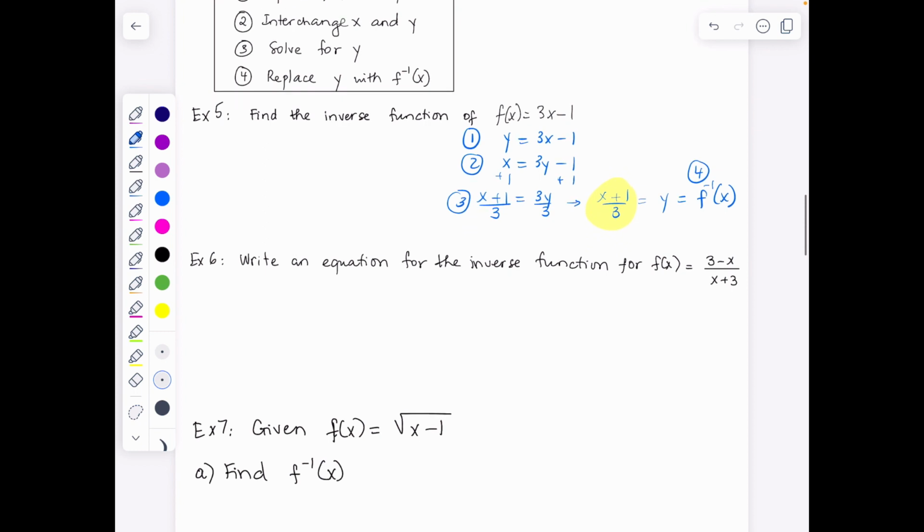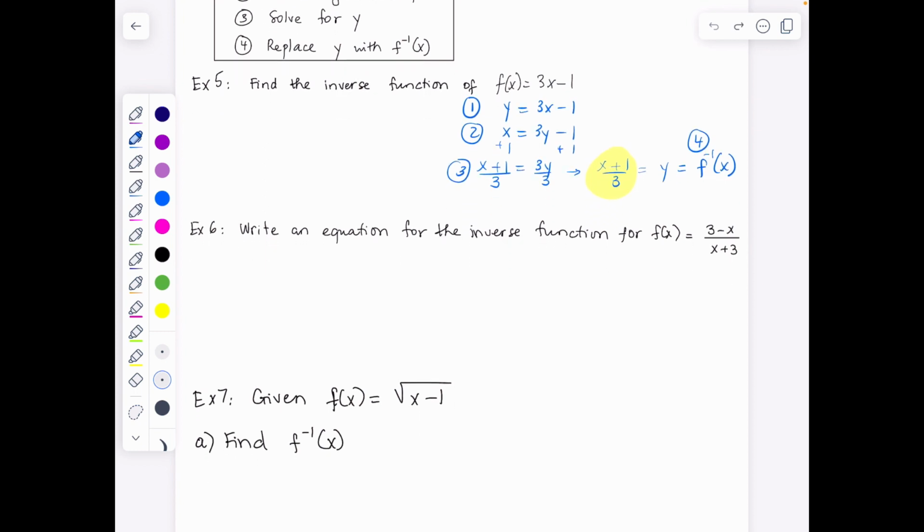Example 6. Let's do it again with the 4 steps. Step 1, replace f of x with y. So we have y is equal to 3 minus x over x plus 3. Step 2, we want to interchange x and y. So y becomes x and x becomes y. Step 3, we want to solve for y.